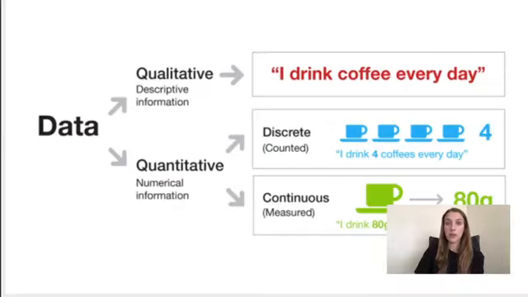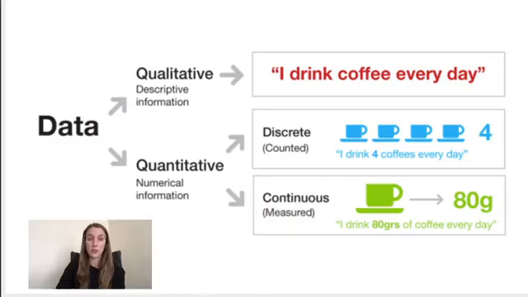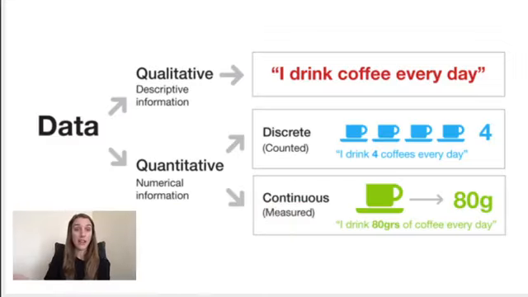So let's take an example of this, all right? So this shows us the sort of spectrum from qualitative data to quantitative data. So a qualitative description would be something like, I drink coffee every day. If we go the quantitative route, you might say something like, I drink 4 cups of coffee every day. Or we can measure it another way. How many grams of coffee do you consume every day?